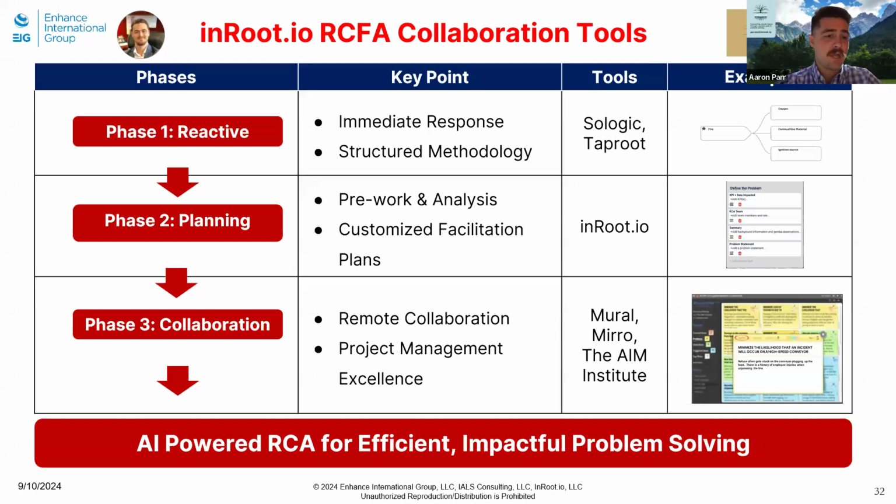The second phase is planning. This is where a lot of that pre-work and analysis goes in. You're going on Gemba, data collection. The tool that we're actually building at enroute.io, and is currently available today, is an interview or polling tool for your RCA team. It's going to help you identify biases, create a custom facilitation plan based on those answers, and ultimately give you a head start when you sit down to kick off that RCA event.